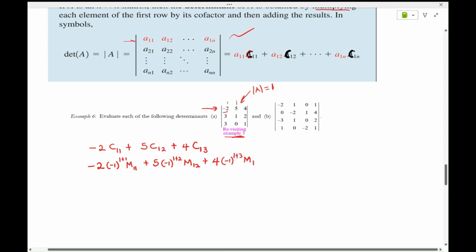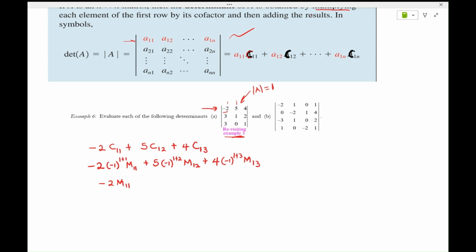Now, minus 1 to the power 2 is just going to be 1. So I still have minus 2 M11. Here it is minus 1 to the power 3, so it's negative. That negative makes this become negative, so you have minus 5 M12. Then this is minus 1 to the power 4, which is going to be 1, so you have plus 4 M13.